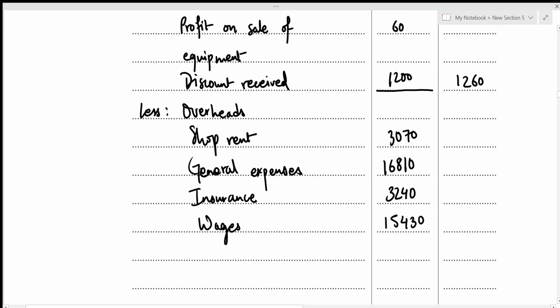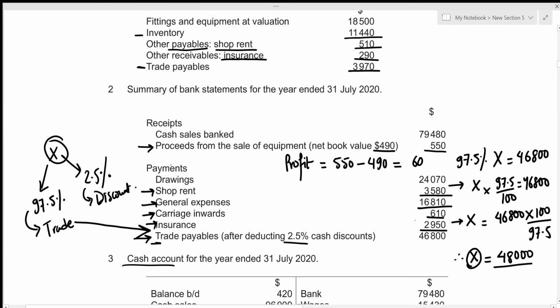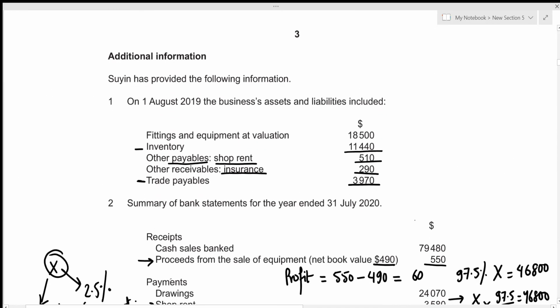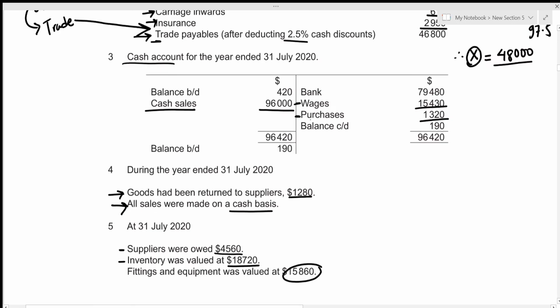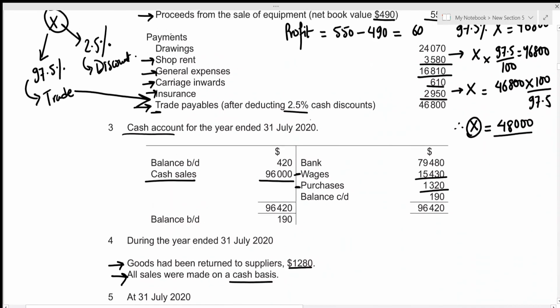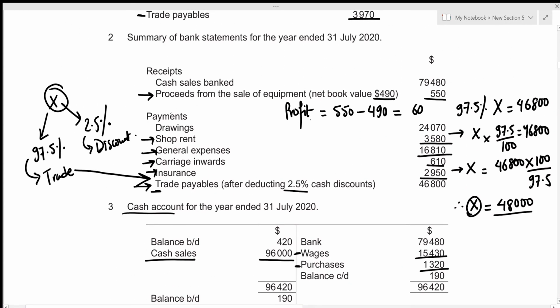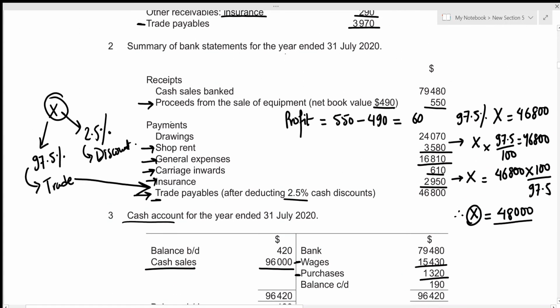15,430. Now, for the final thing, I think a lot of the students tend to miss that part, which is the equipment, fittings and equipment. So we are given the opening balance of 18,500, right? And we are given the closing balance of 15,860. And I don't think there's any other. We're also given that we sold the equipment of net book value 490.